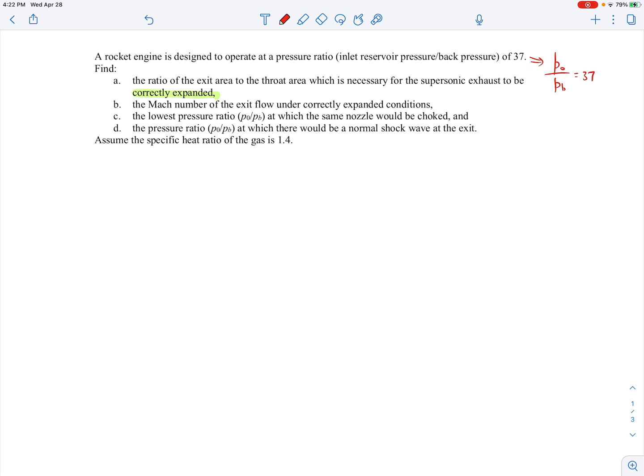Okay, so let me just sketch this out. Since we're talking about supersonic exhaust, I'm going to sketch it as a converging diverging nozzle, starting from a reservoir, which is at stagnation conditions. And then the flow would have to go through some throat, where we reach a Mach number of 1, and then go supersonic in the diverging section. And then this would be the back pressure. This is the exit.